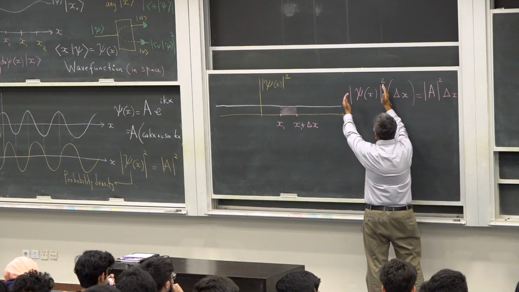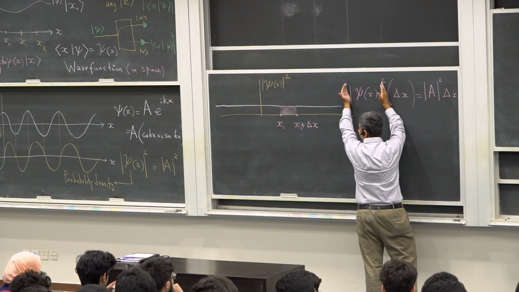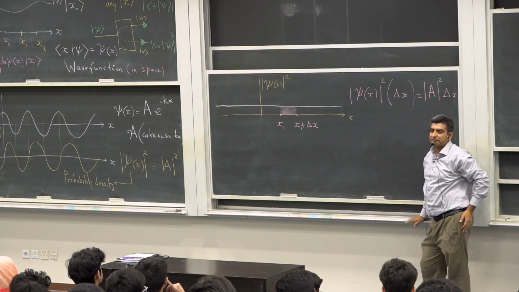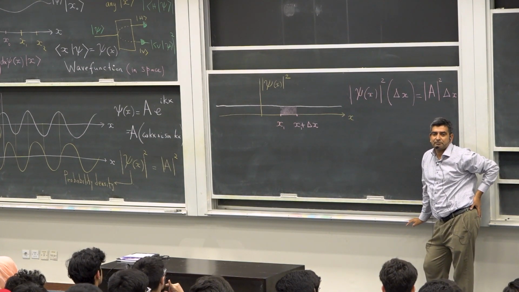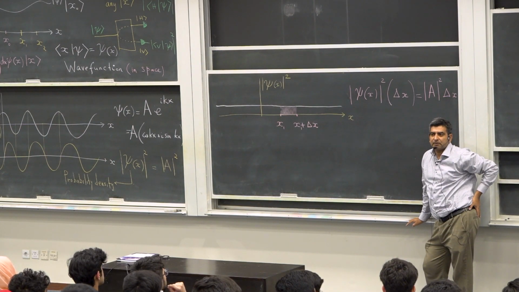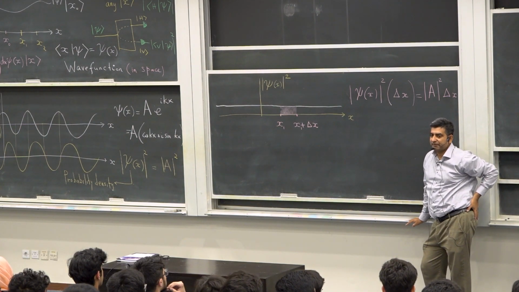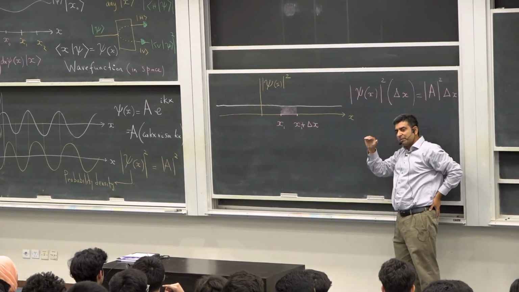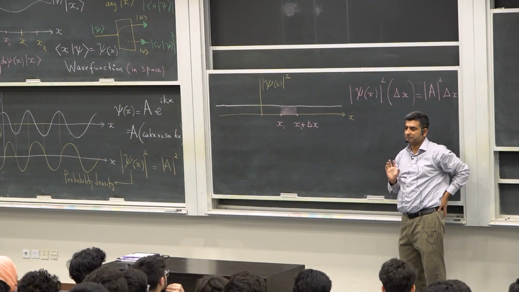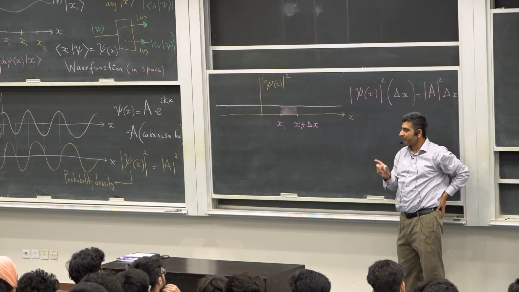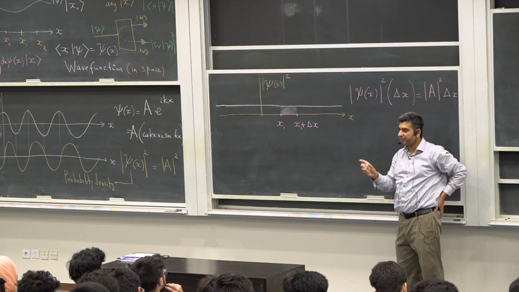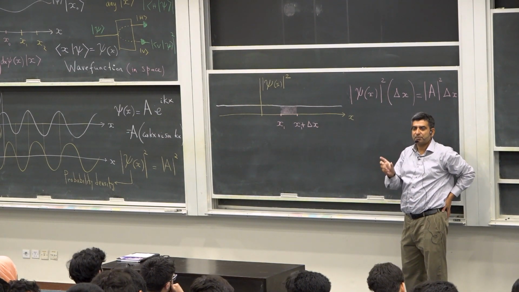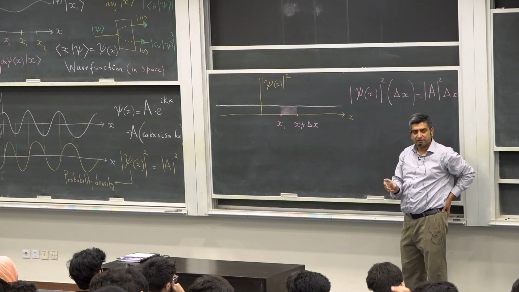So what should be the units of this part over here? Per meter, per distance, because this is distance. So this is a kind of probability per unit length. That's why it's called probability density. Probability per unit length. That's why it's called a probability density or a probability density function.